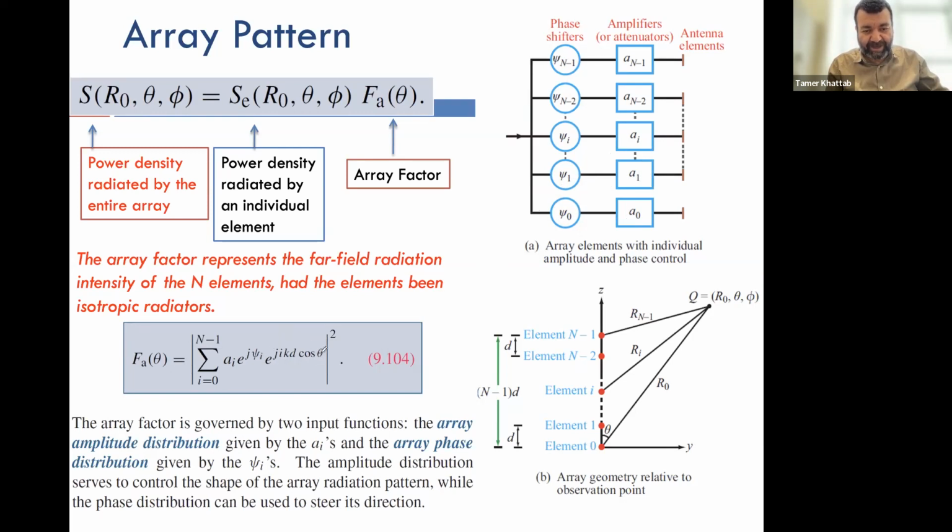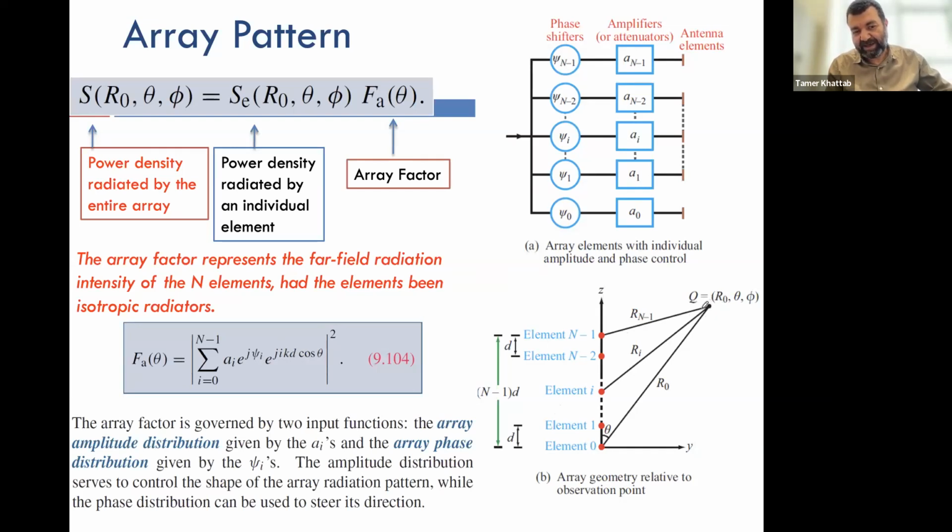the wave propagation sinusoidal expression in space. So e to the power j, j is root minus 1, I is this same index, so this changes from one element to the other, and then k is 2 pi over lambda, d is the distance between one element and the other, and theta is the angle at which my point exists.